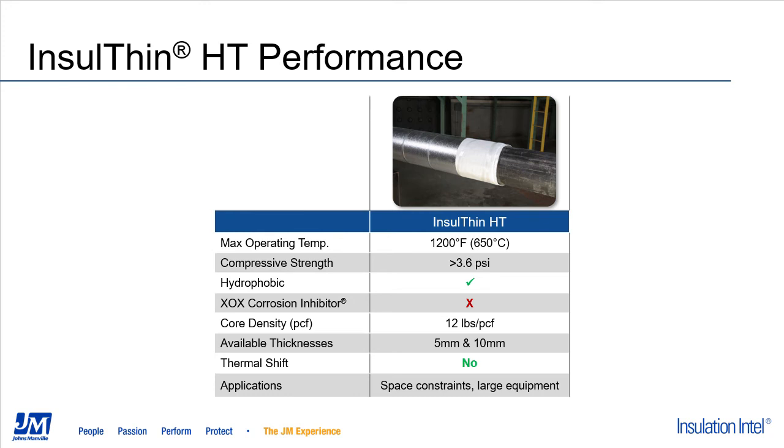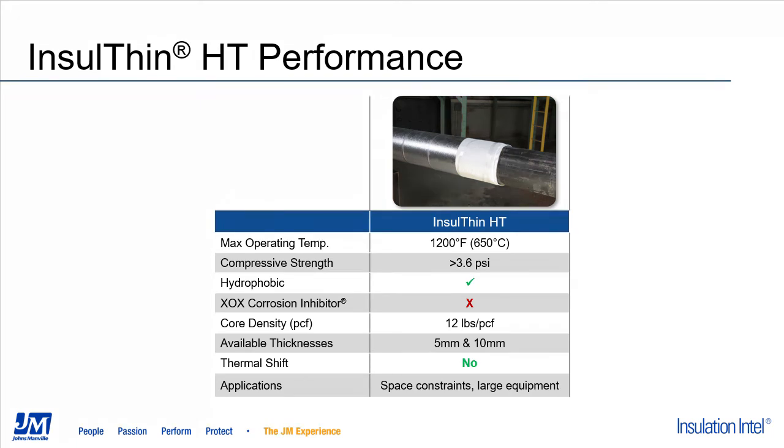Again, rated for a maximum application temperature of 1200 degrees Fahrenheit, compressive strength of about 3.6 pounds per square inch or better. It is a hydrophobic product, but does not contain the XOX corrosion inhibitor. However, as I mentioned a moment ago, it does still have excellent CUI performance. Its core density is about 12 pounds per cubic foot. It's available in two formats. It is a blanket or roll product, available in 5 millimeter and 10 millimeter thick blankets.